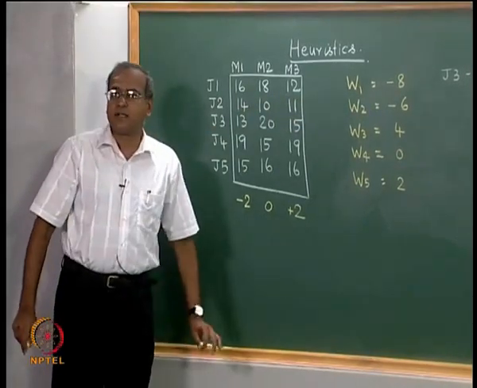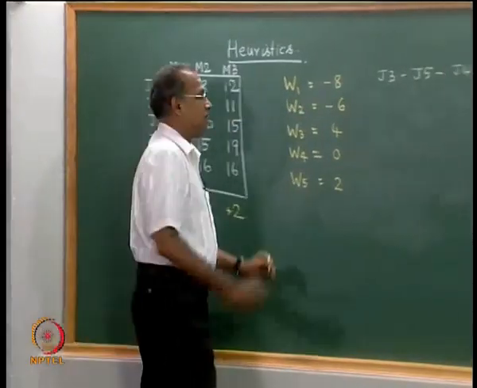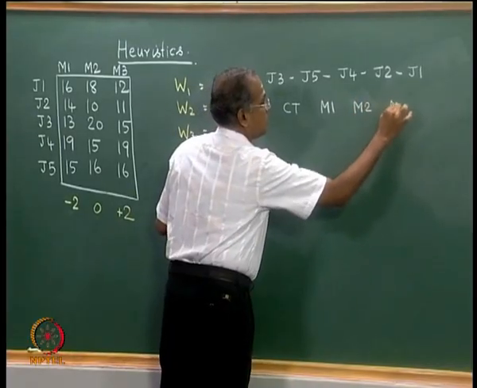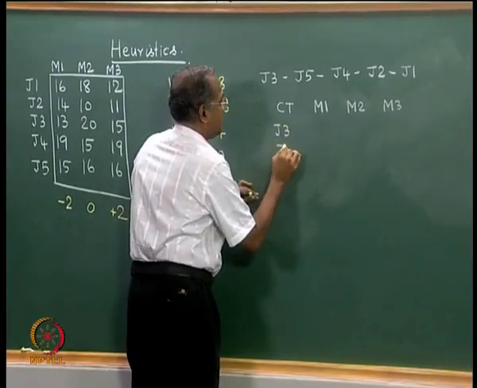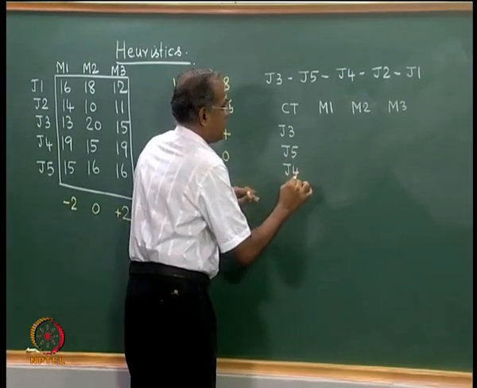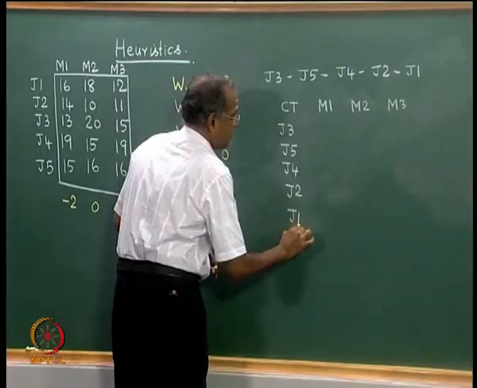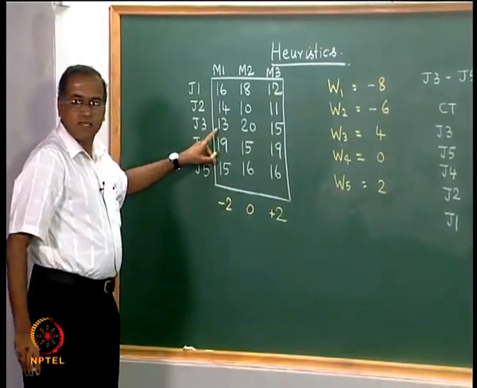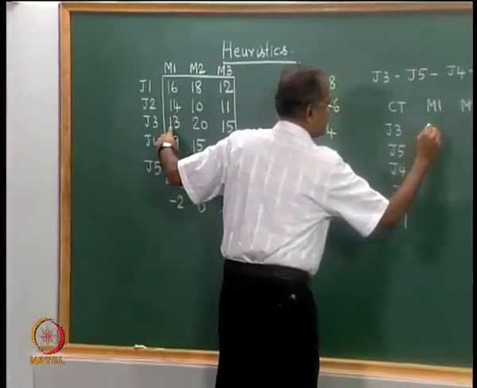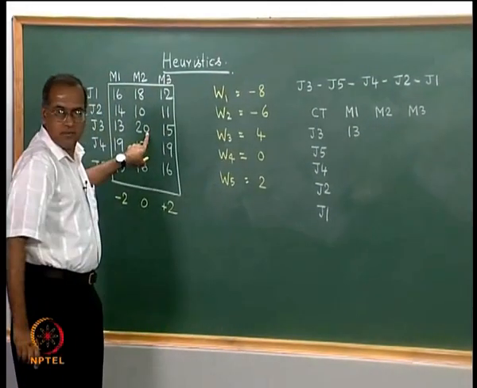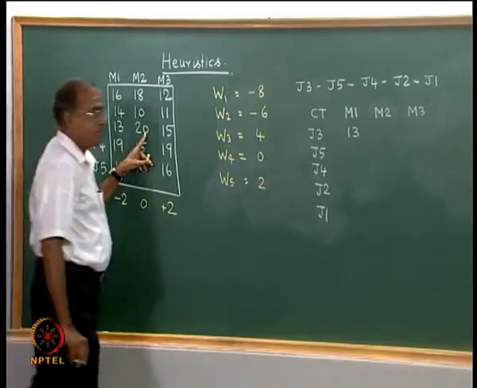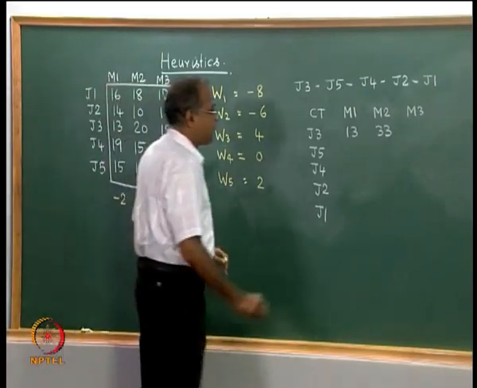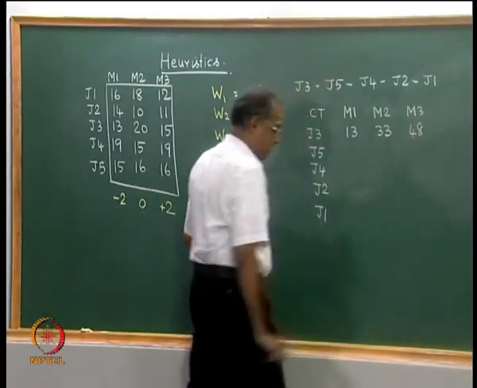Now, for this sequence let us try and find out the Makespan. So, we write the completion times for this sequence. We have M1, M2, M3, J3, J5, J4, J2, J1. So, J3 starts at 0, finishes at 13, now goes to M2 at 13, takes another 20, so finishes at 33, now goes to M3 at 33, takes another 15 and finishes at 48.